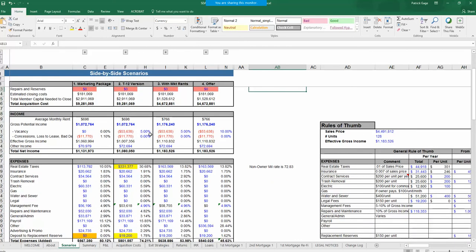Now the T12 had a 5% vacancy factor, so I put that in there. So that's a difference there. So now your net income drops from 1.1 to 1.080.